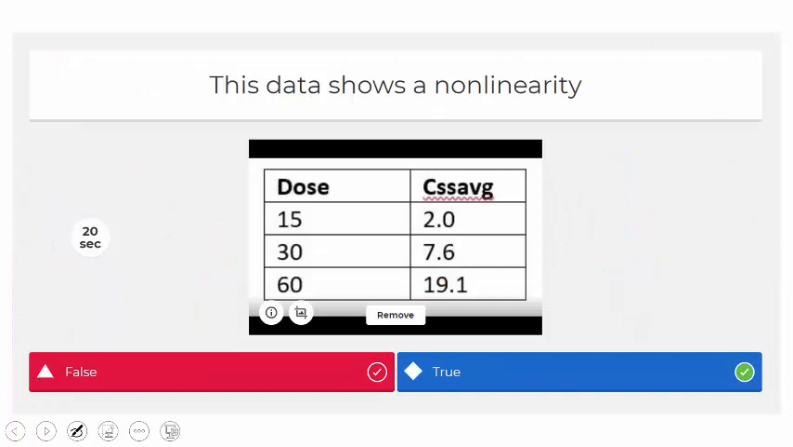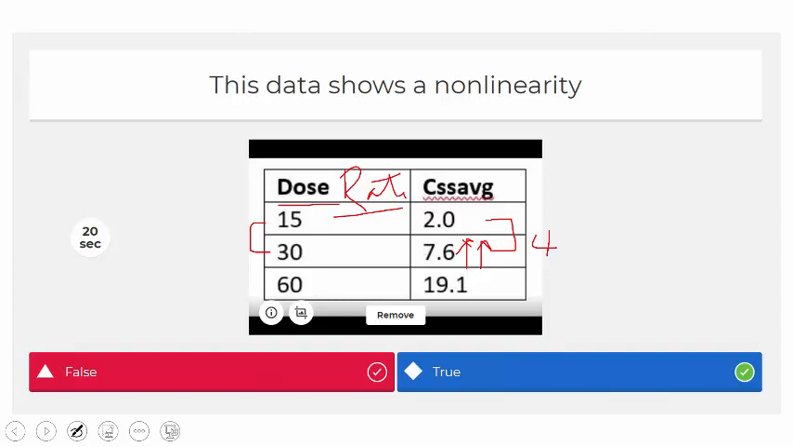This data shows a nonlinearity. Okay, let's look. 15 to 30. This is dose. This should be dose rate. First thing is a mistake here, isn't it? 15 to 30. So this should be going 2 to 4. And it's going to 7.6. So this is much more than what we would expect.